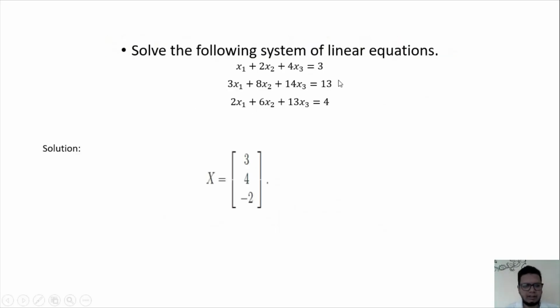To understand that, we will take this simple example, a system of three equations: x1 plus 2x2 plus 4x3 is equal to 3, 3x1 plus 8x2 plus 14x3 is equal to 13, 2x1 plus 6x2 plus 13x3 is equal to 4. Our task is to find the values of x1, x2 and x3. If you apply any numerical method, you will get the solution as x is equal to 3, 4, minus 2. The solution set is 3, 4, minus 2. It means x1 is 3, x2 is 4 and x3 is minus 2.